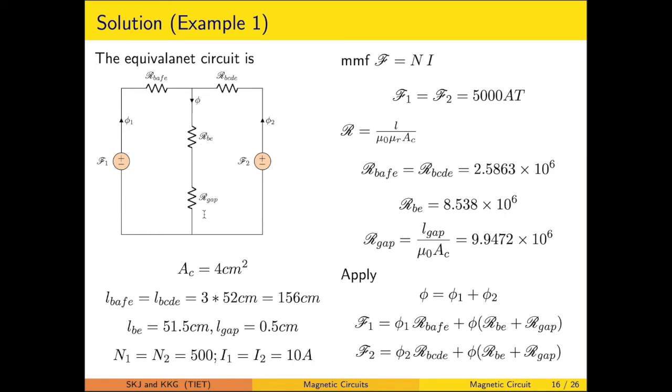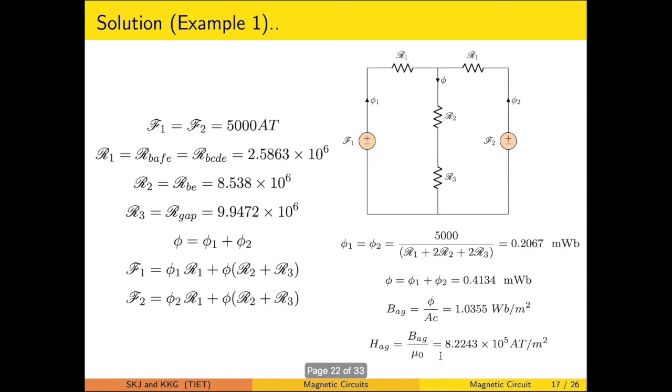So this is the equivalent circuit, and with the help of the available dimension data, the area of cross section, the various lengths, the number of turns in the winding, and the current, we can calculate the MMFs F1 and F2 and the various reluctances. When we apply KCL, we get phi equal to phi 1 plus phi 2, and then KVL. These two equations are solved, which gives the values of phi 1 and phi 2. The flux is expressed as the sum of phi 1 plus phi 2. The air gap flux density is calculated as phi upon area of cross section. The magnetic field intensity inside the air gap is calculated as B upon mu. The calculations come out to be simple where mu r is specified.